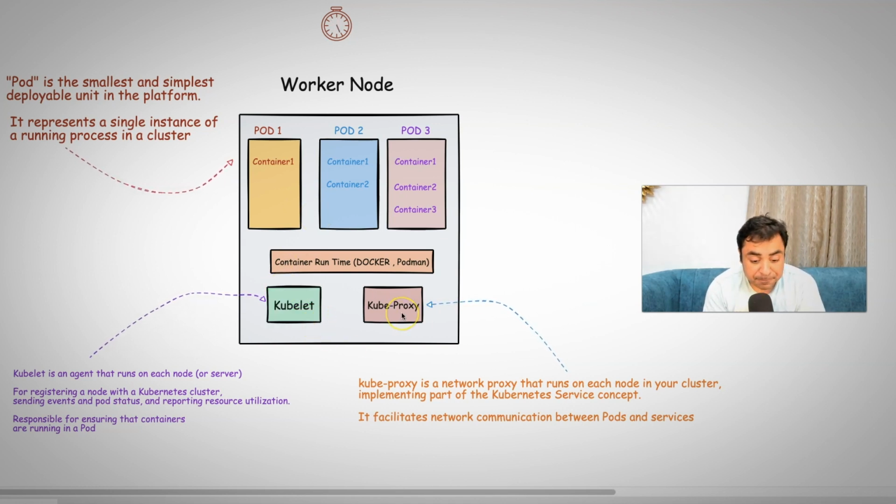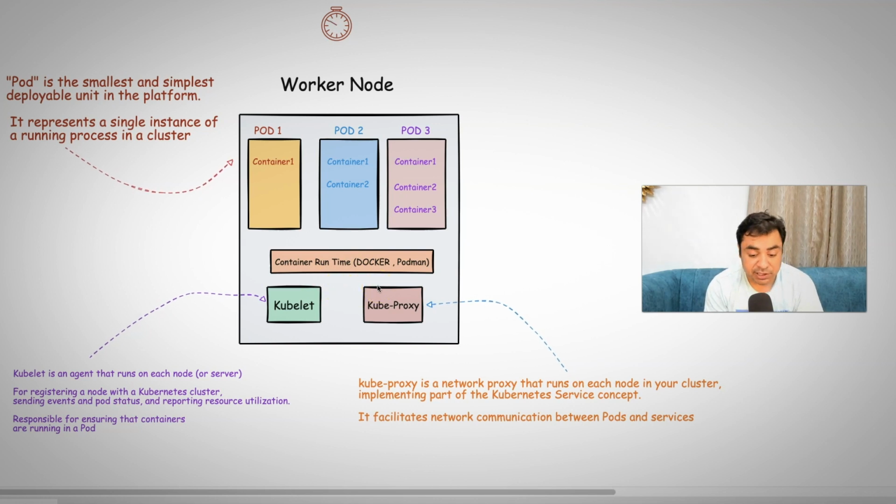Now let's move to the next component, which is kube-proxy. Kube-proxy is a network proxy that runs on each node in your cluster, implementing part of the Kubernetes service concept. It facilitates network communication between pods and services. So far, we have seen that these three processes need to be installed and running successfully within your worker nodes in order to manage your containerized application efficiently.